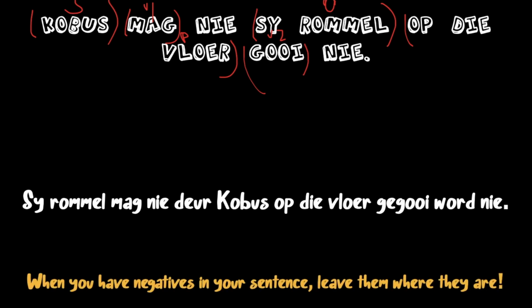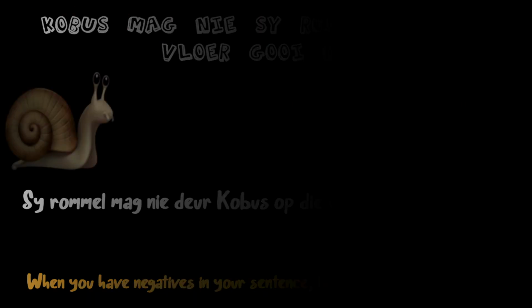So important here, when you have negatives in your sentence, you leave them where they are. Do not move them around. Change the rest of the sentence, and leave them exactly where they are. In this case, we were just following the normal negative rule, which is the first nie after the verb 1, and the second one is at the end of your sentence.